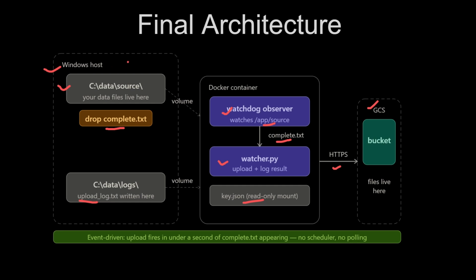So finally, here is how that works. Files arrive in our source folder and Watchdog starts observing for the complete.txt file. As soon as complete.txt arrives, watcher.py starts uploading them to the GCS bucket using JSON key file authentication, and writes the log to the upload log file here. And finally it archives all the source files into an archive folder, so our job is ready for the next batch. So let's go into the demo and see how that works.